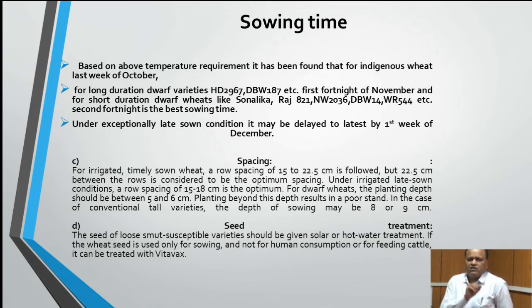So the first week of November is the most suitable time for growing timely irrigated wheat, and particularly in the rice wheat system, as the rice crop is harvested late, particularly in November or December, the field is not vacant. Then for the late sowing of the wheat we can go up to the first week of December.